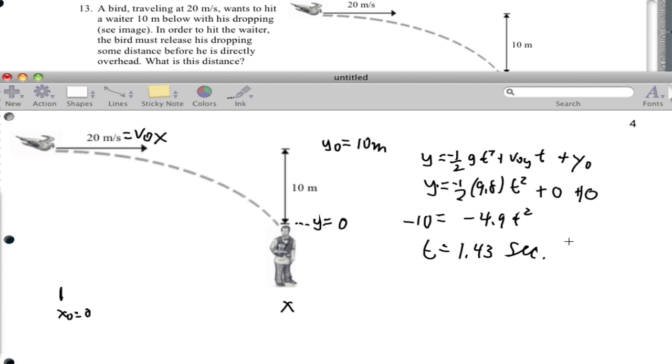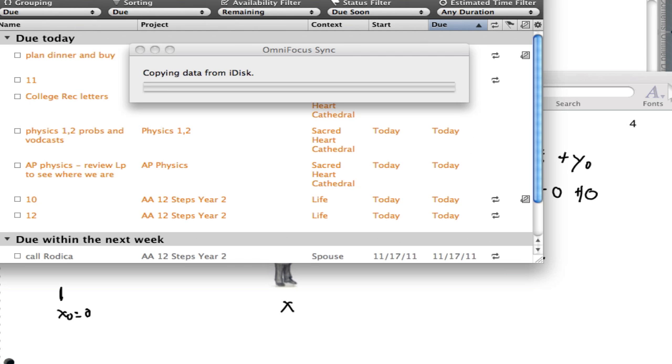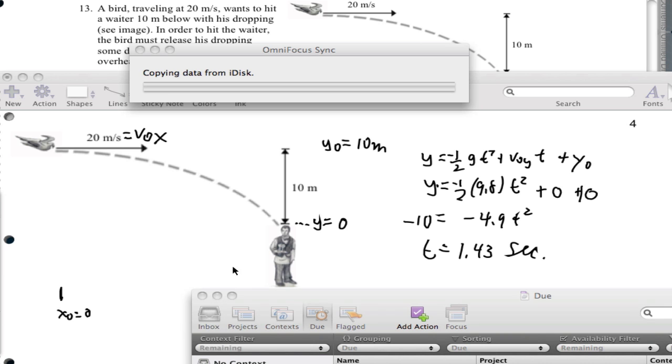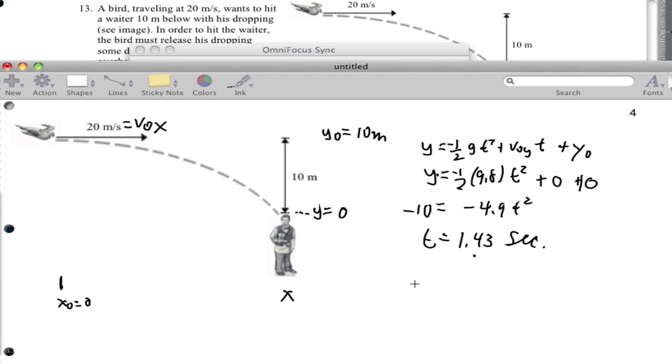And of course we're neglecting air resistance. I think with real birds and real poop, you actually have to take air resistance into account. So we'll go ahead and do that without air resistance, of course, and we'll just go ahead and solve that.